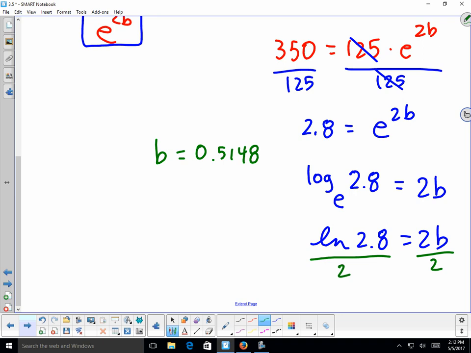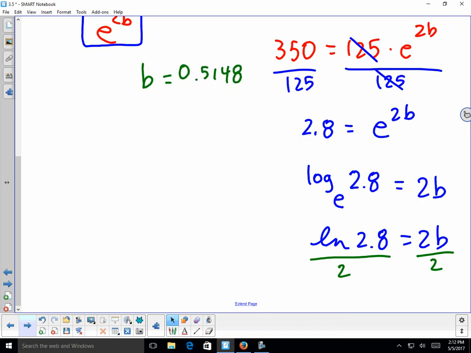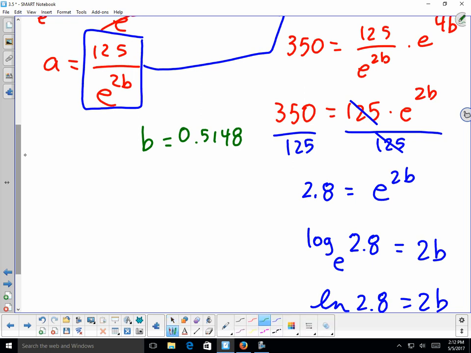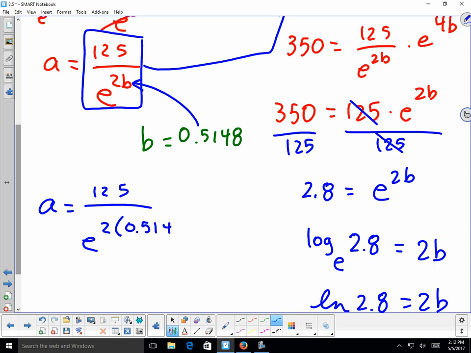So at this point, we're going to take this B value that we just found, and we're going to plug it back in right here for this B, so I can solve for A. So A is going to be equal to 125 over e to the 2 times 0.5148. Can you give me a decimal for this? 44.642. Do people agree with that?